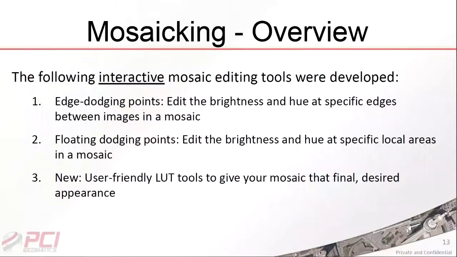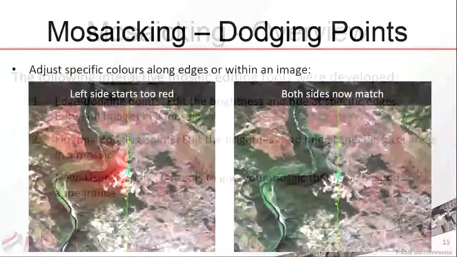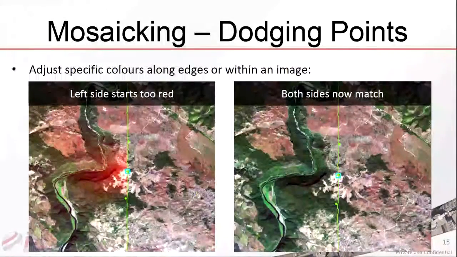Now there's also some interactive mosaicing updates that have been included as well in Geomatica 2015. The most important of which is the dodging points. So what are dodging points? Well, Geomatica 2015 comes with this new powerful interactive tool for editing dodging points, which are used for localized color correction. So you can see an example of the one on the screen here.